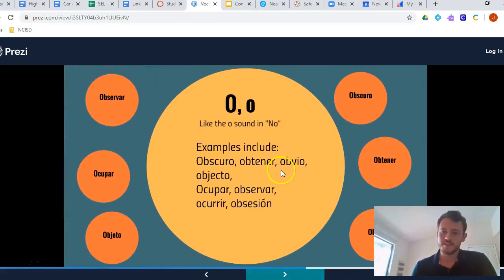O is the easy one. All right, O is basically going to stay the same. The only difference is that O never makes the A sound. It's always O. So it's even easier. So we have observar, ocupar, objeto, which means object, objeto, obscuro, obscure, right? Obtener, to obtain. And then obvious, obvio. It's got our two O's here, obvio.